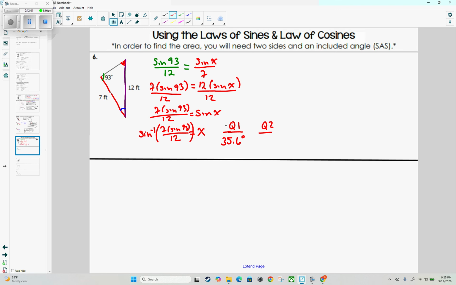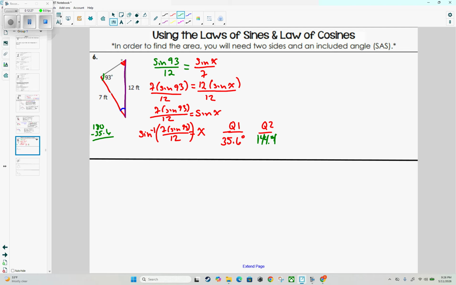I need to figure out what quadrant 2's is. To do that, I'm just going to take 180, because remember quadrant 2 is in the second quadrant, so that's between 90 and 180. I'm going to subtract the 35.6, and that should give me the 144.4. So these are my two possible angle degrees using law of sines that this red angle could be.